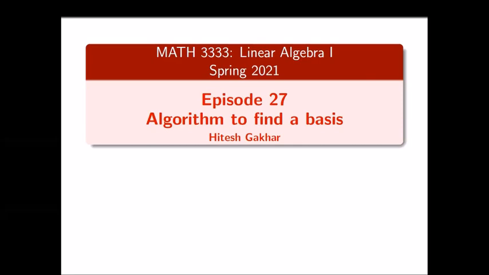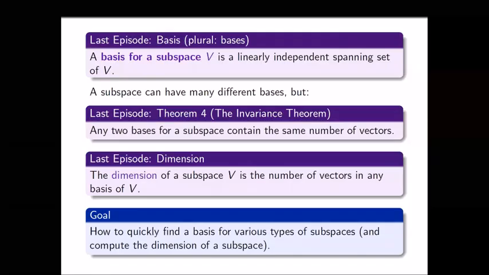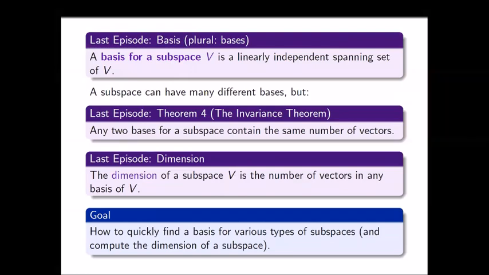In this video, we'll learn how to compute a basis for different types of subspaces. So last time we learned about basis and dimension. More explicitly, we learned that a basis for a subspace V is a linearly independent spanning set. And we also learned that bases are not unique, but anytime you have two different bases for a subspace, they're going to have the same number of vectors. And this number is called the dimension of the subspace V.